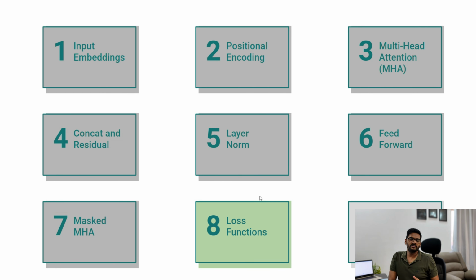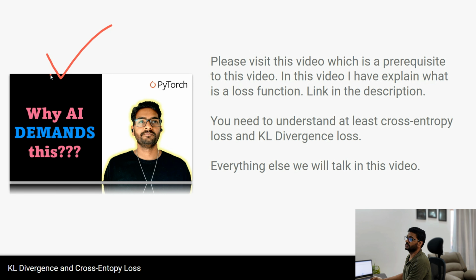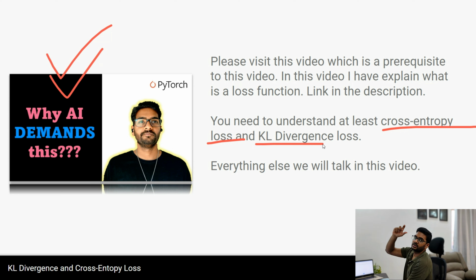Now, obviously, whenever we are trying to build an AI model, we need to define a loss function, because we always want to minimize the loss. That is all our AI model knows. So for the loss function in the Transformers chatbot, you need to visit and watch this video. This is a prerequisite for this video. And you need to understand at least cross entropy loss and KL divergence loss to understand what we are doing in the coding section of building a chatbot using the transformer architecture.